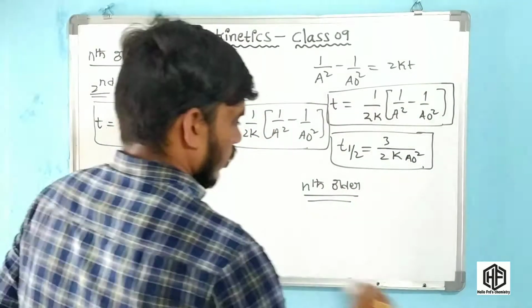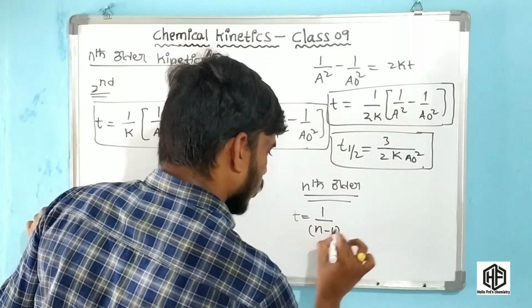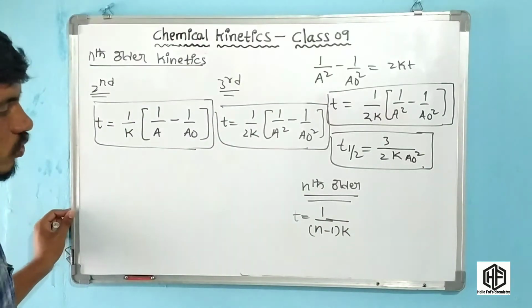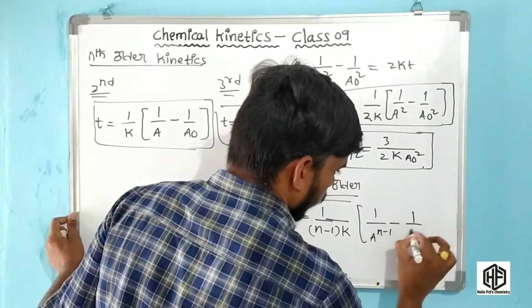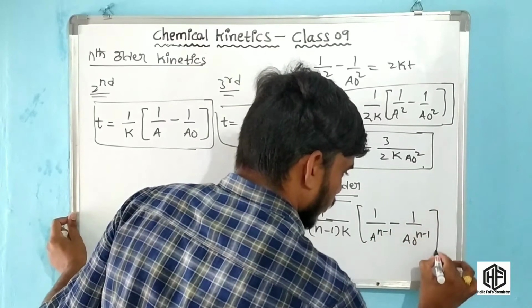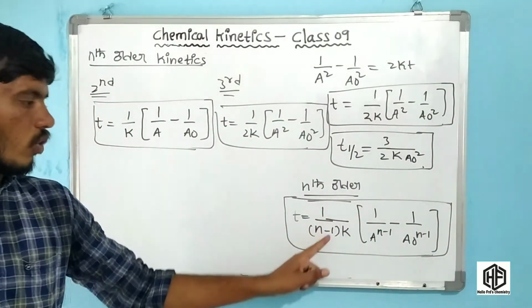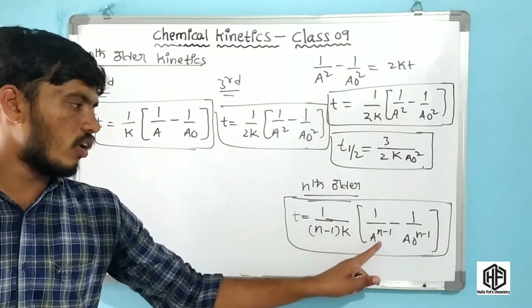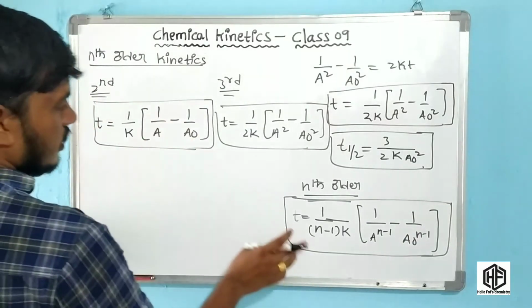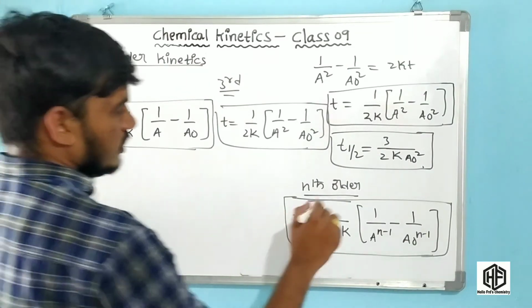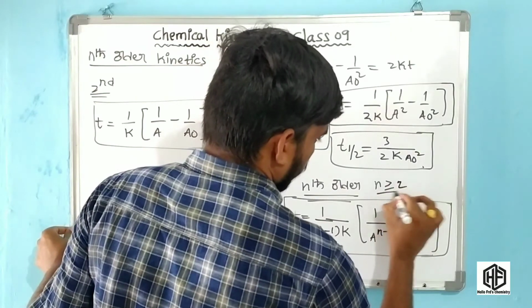In the nth order integrated rate law, t is equal to 1 by (n minus 1) into k, into 1 by a power of n minus 1 minus 1 by a naught power of n minus 1. This is the integrated rate law of an nth order reaction, friends. It means this nth order reaction applies for n greater than or equal to this type of reactions.